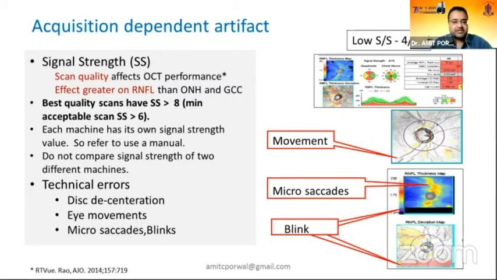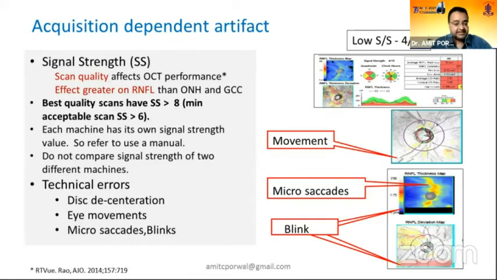Thank you. So we have this acquisition dependent artifact also. Now, what is this acquisition dependent artifact? We look for the signal strength. The scan quality affects the OCT performance. The effect is greater on RNFL than on ONH and the ganglion cell complex. The best quality scan should have a signal strength of more than 8, but an acceptable one is anything more than 6. So 5 or anything less than 5 is not acceptable. You should repeat your scans.